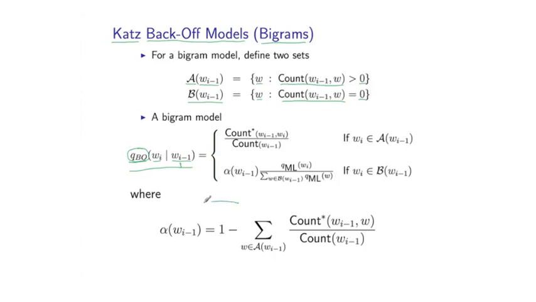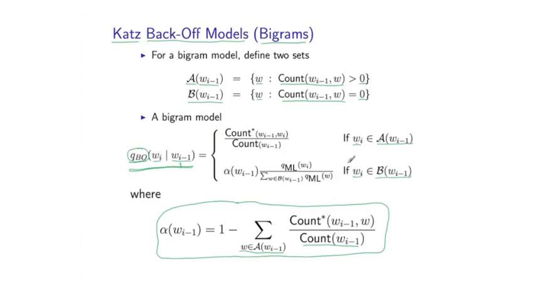As before, I'm going to define the missing probability mass through this expression. This is going to be 1 minus, here I have a sum over all the words whose count is greater than 0, count star of w_{i-1}, w divided by count of w_{i-1}. So this is the probability mass which is left over. Okay, so given these definitions, the backed-off estimate takes two forms depending on whether a word is in the set A or if a word is in the set B.